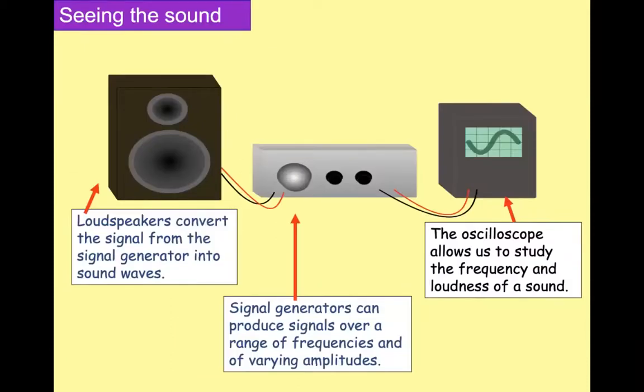All right. Next, loudspeakers convert the signal from the signal generator into sound waves. So a signal generator will produce signals over a range of frequencies, which will be transferred to the loudspeaker, which then converts them into sound waves for us to hear.